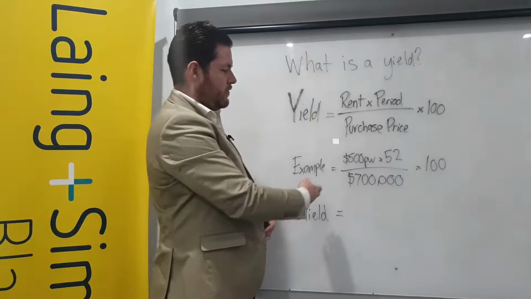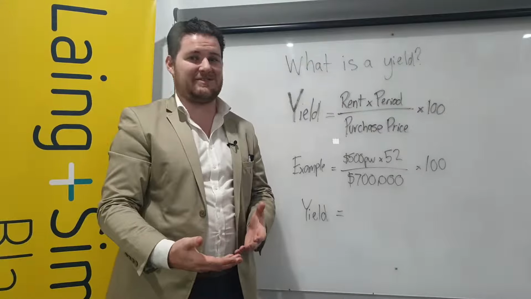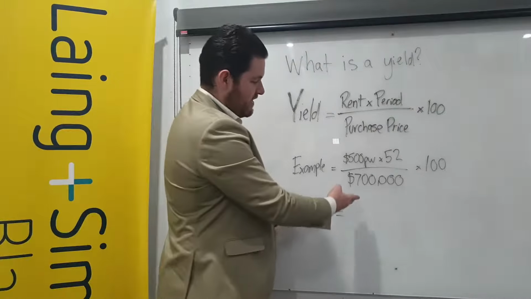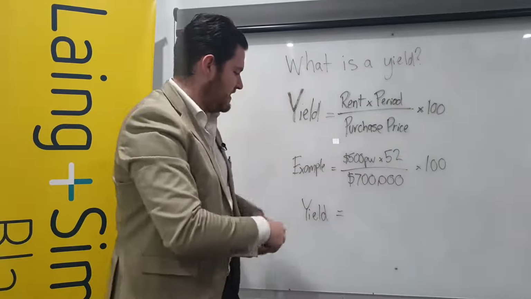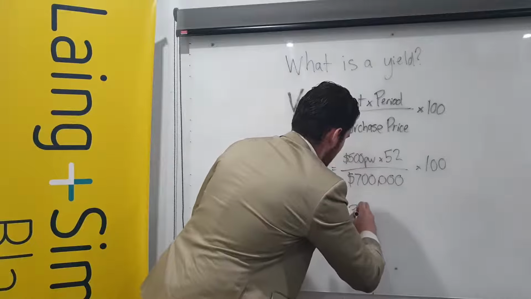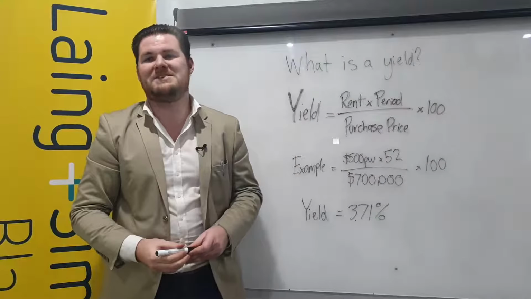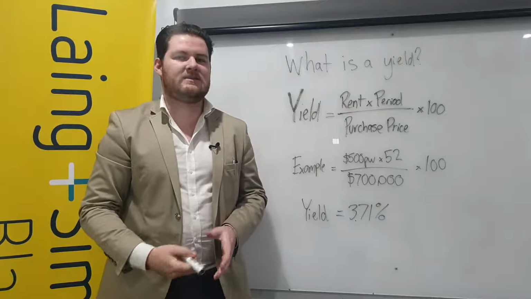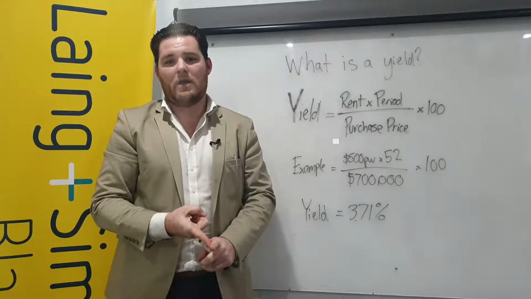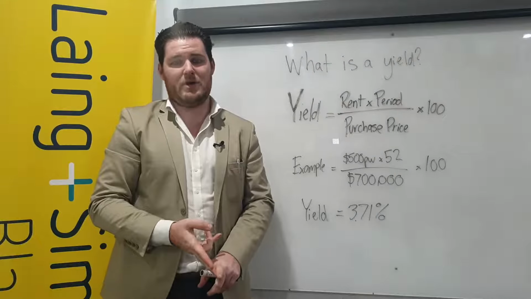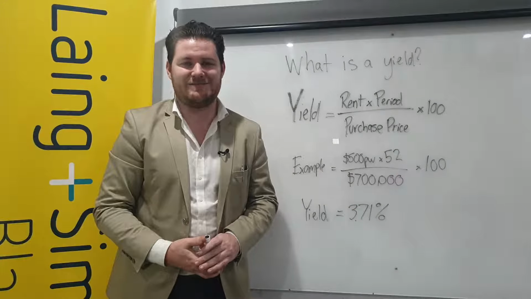So running through an example, $500 a week times 52 weeks in a year, so $26,000 a year in rent, divided by our purchase price of $700,000, times 100 would give us a yield of 3.71%. So guys, really simple to calculate yields on the fly. Simply, all you need to know is how much rent you're likely to receive and your purchase price. I'll be back in just a moment to run you through a cash flow analysis.